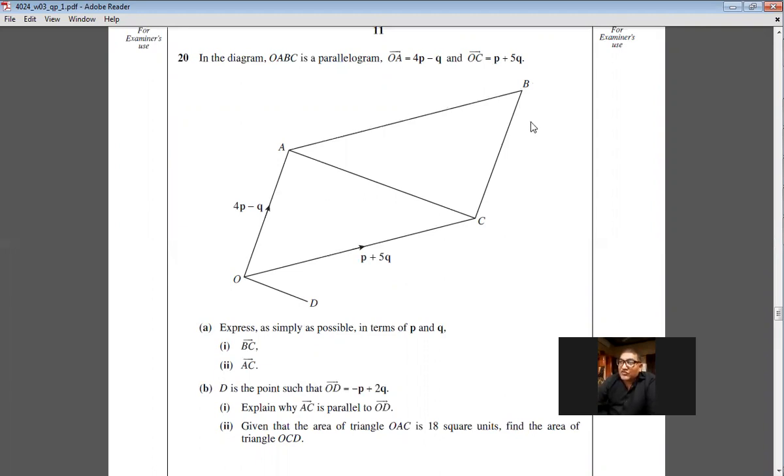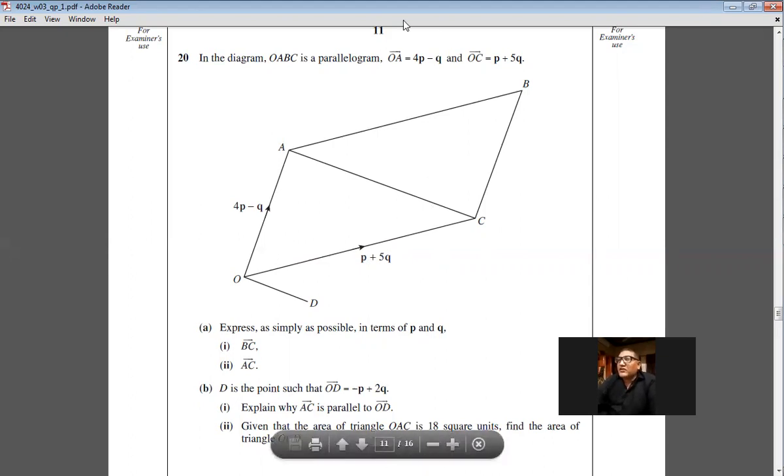Now he asks us to find the value of BC. So BC will be equal to AO, so it will be minus 4P plus Q. The signs will change because I am going opposite to this vector. The next part is to find AC, from A to C. If we want to go from A to C, you will use the bypass: from A to O, and from O to C. That will give you AC.